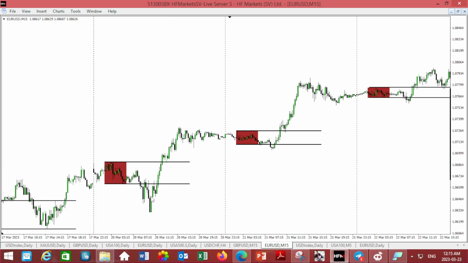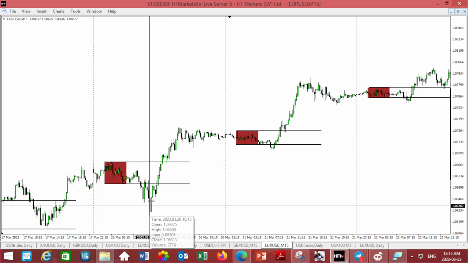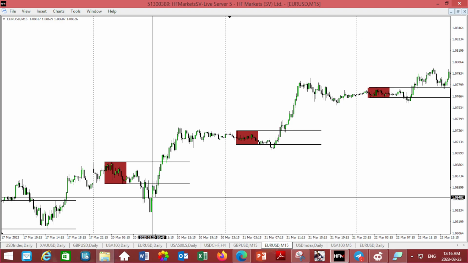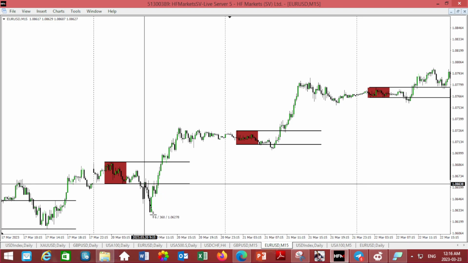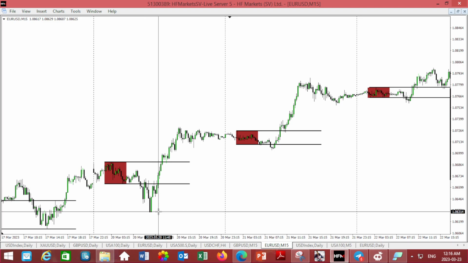Then boom. Or if you missed this entry here, you could have taken your entry on this order block here. As you can see there, how many pips did it trade below? Around 33 pips, which is not far off 30 pips. Then you could have taken your entry there and rolled it all the way up, taking your 90 plus pips.